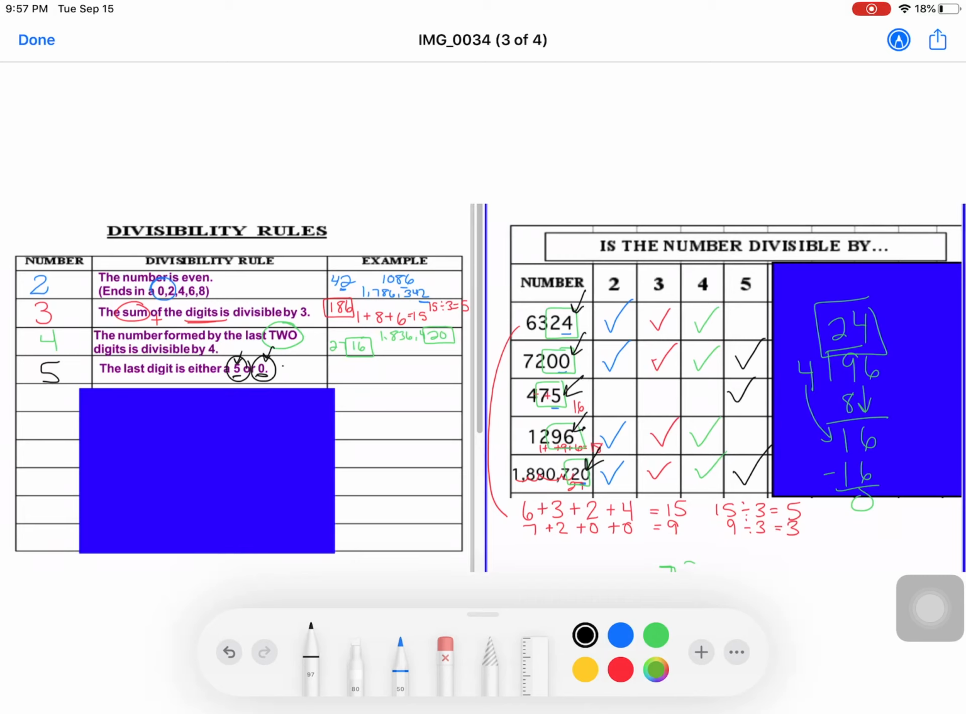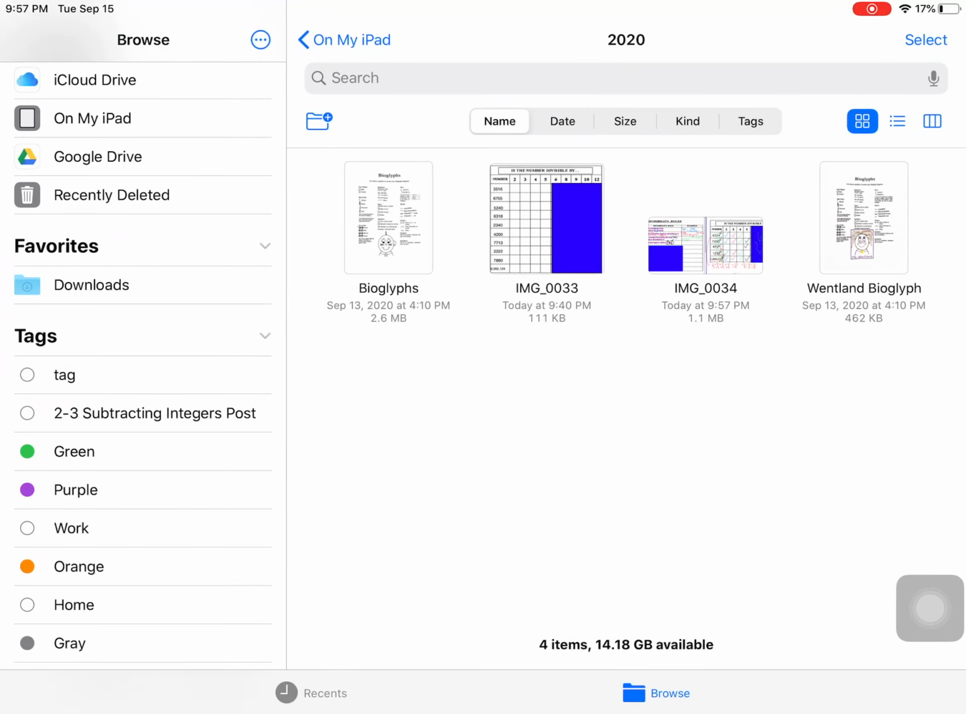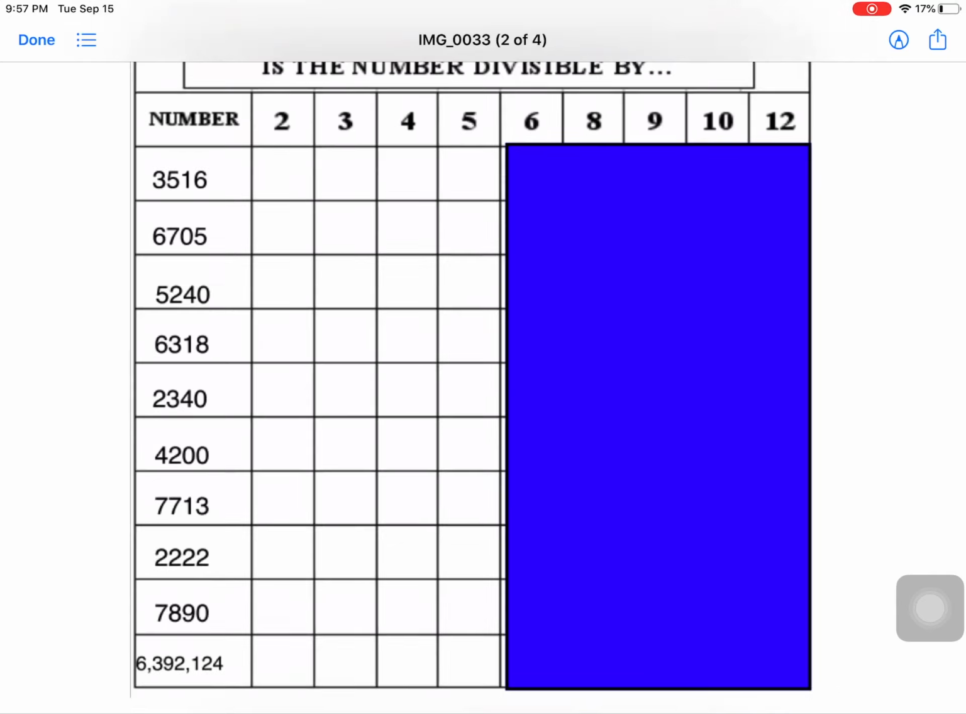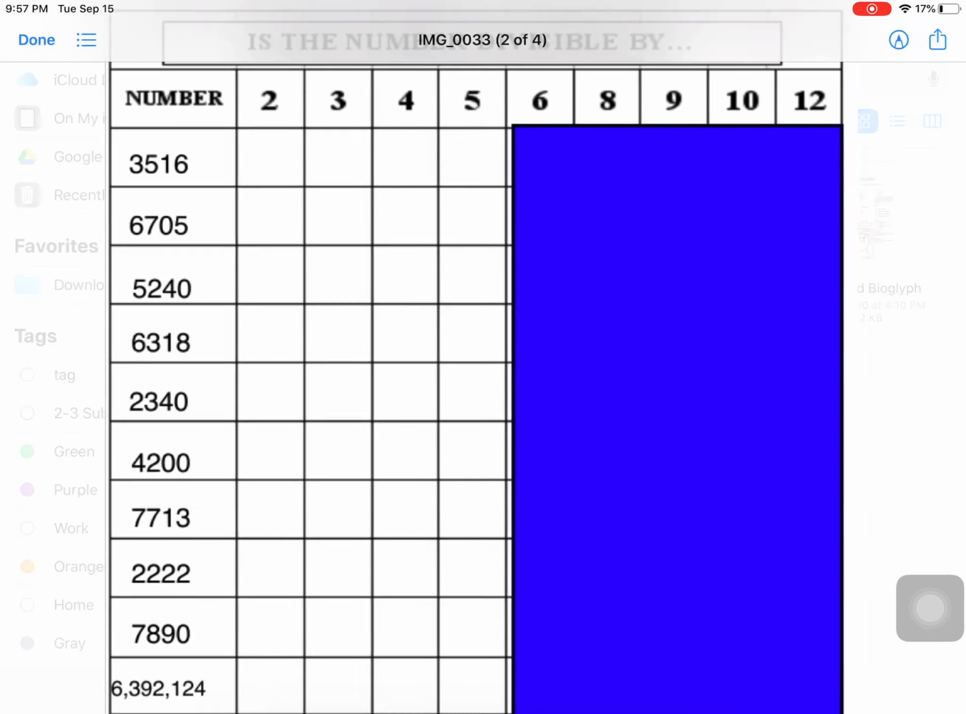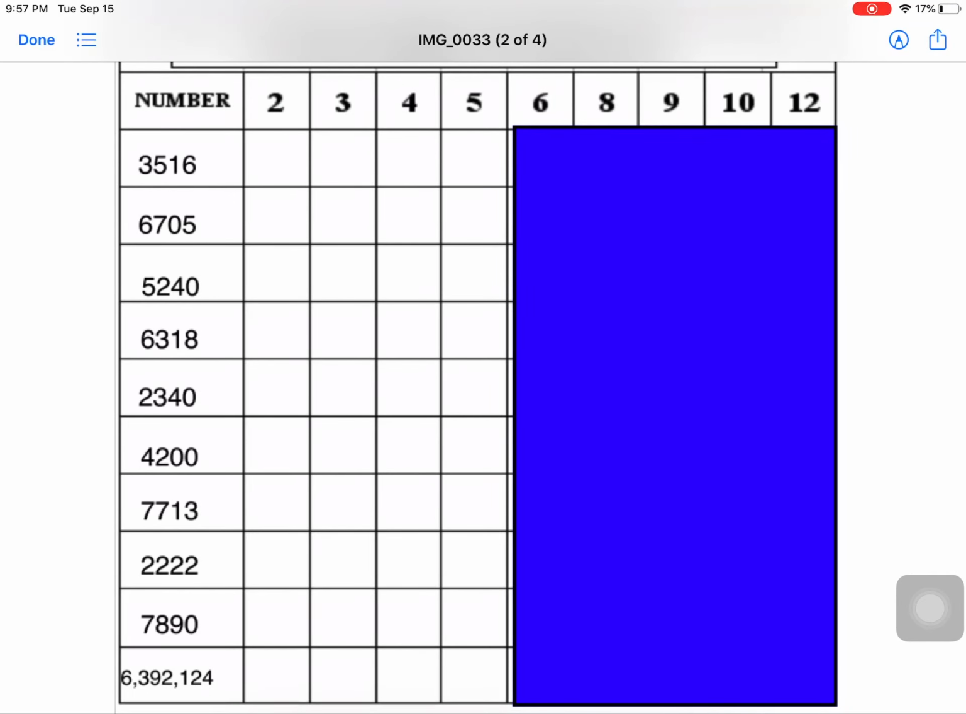Those are the first 4 rules we're going to focus on today. Hopefully you have an understanding of how each of them works. Remember that you can always re-listen to the video if you're not quite sure about it. Because what you're going to do next is, in Google Classroom, there is posted a worksheet that looks something like this. However, it might not have the blue because that's what we're going to come to and work on tomorrow. You're only focusing on the 2, 3, 4, and 5.